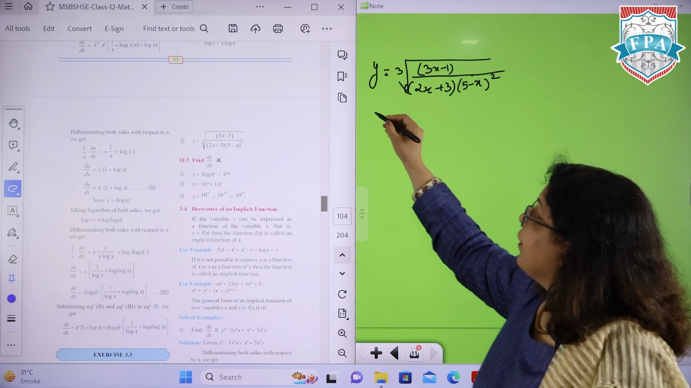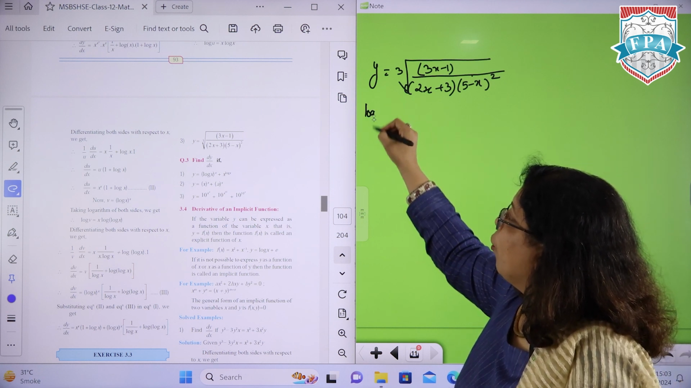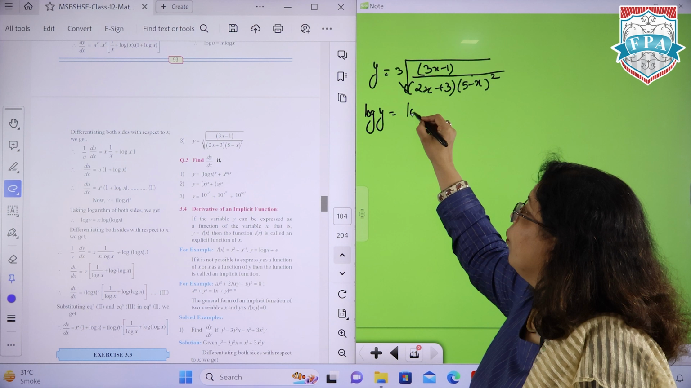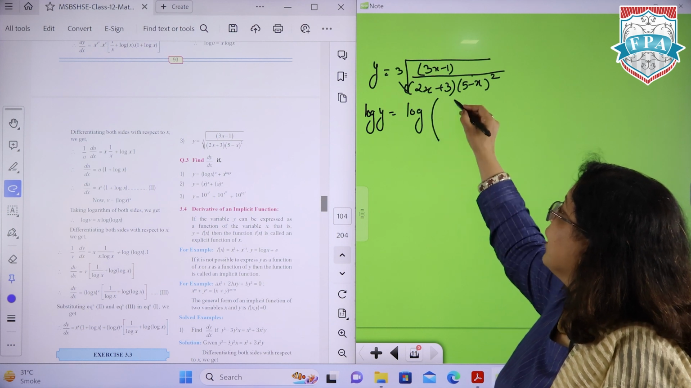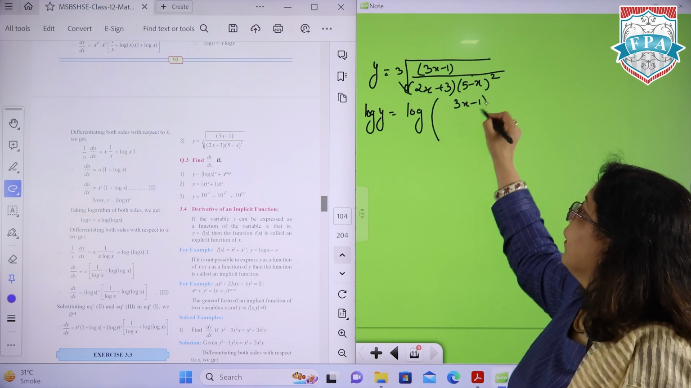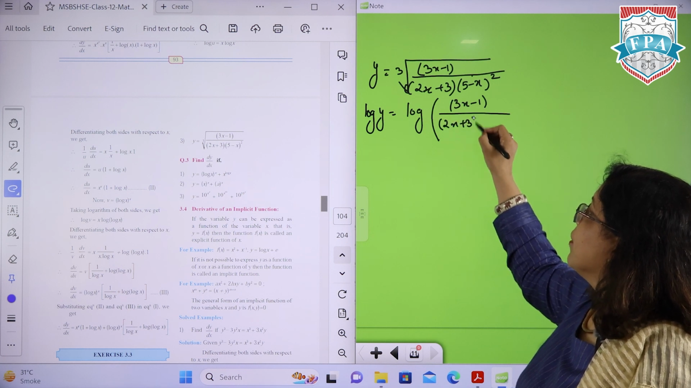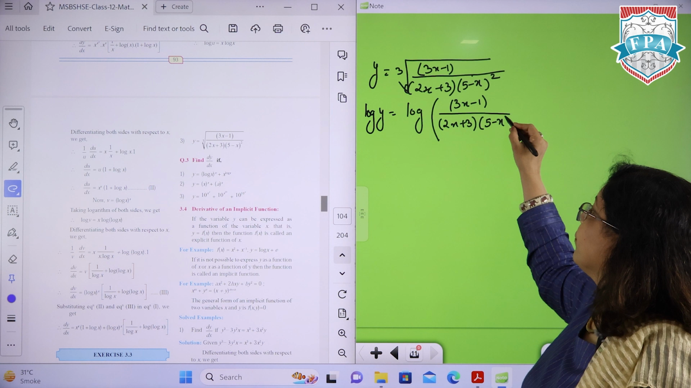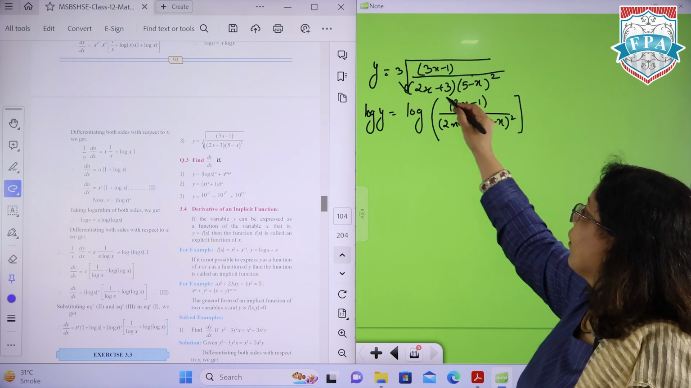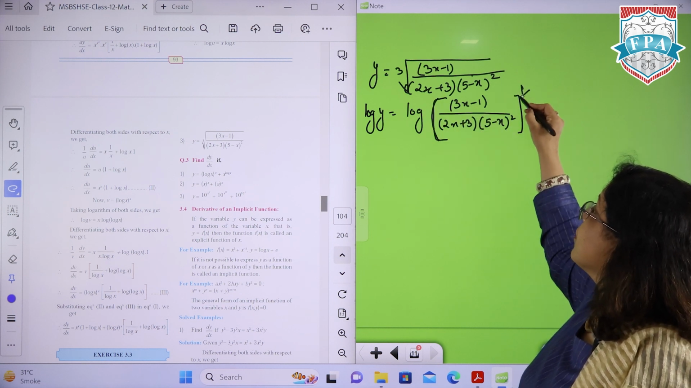So first stage पे taking log both the sides, we'll get log y is equal to log, this whole thing I'm putting into bracket and taking the power up. So the power is now 1 by 3 because it was cube root.